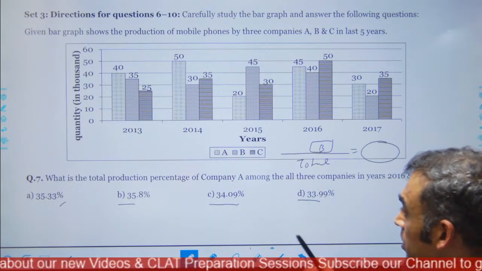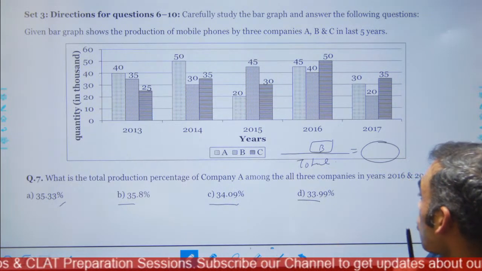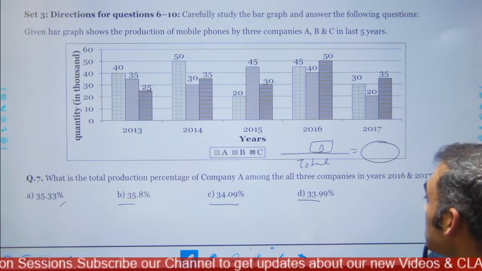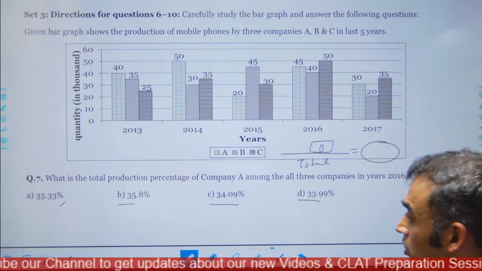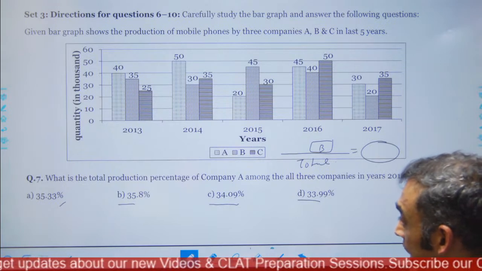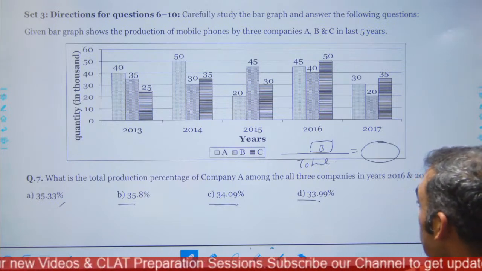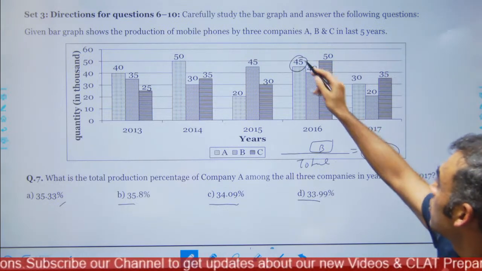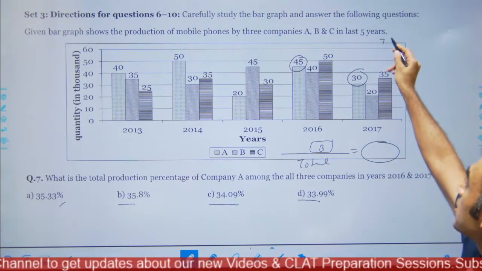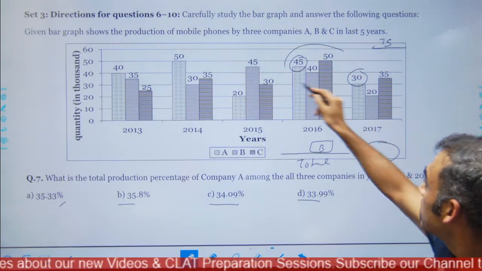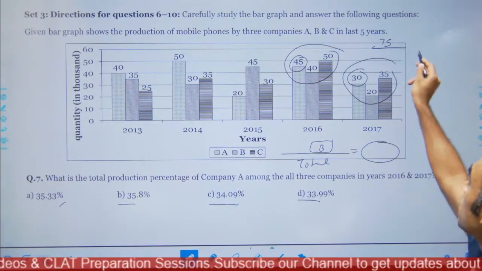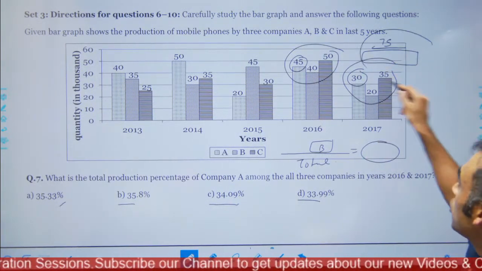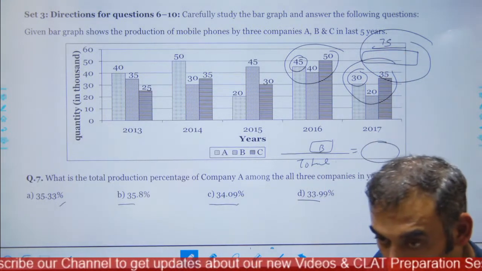What is the total production percentage of company A amongst all the three companies in the year 2016 and 2017? So basically again, A का हो जाएगा 45, यहाँ का 30 है, तो A हो गया 75 divided by this sum and this sum. So this has to be added and then you have to find out the percentage.